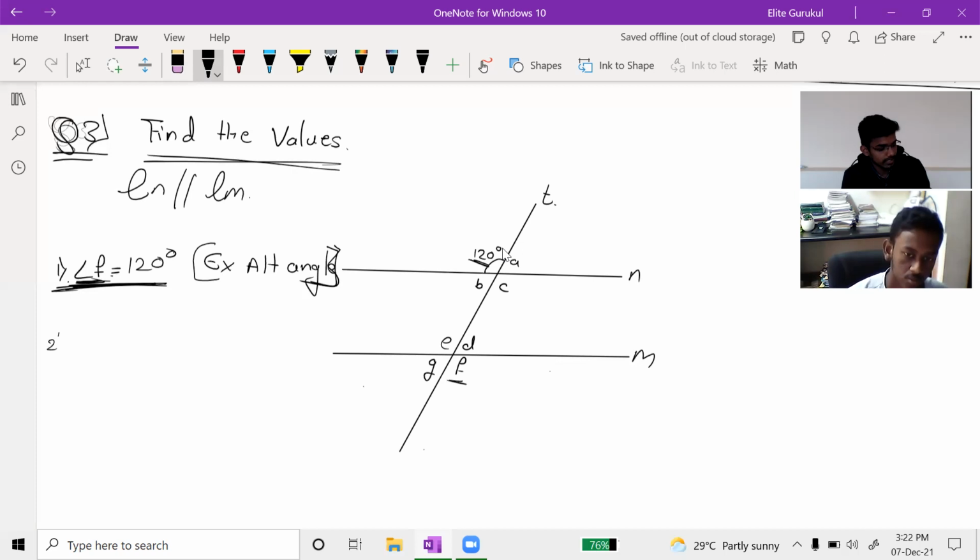Now tell me the second one. Angle A will be 180 minus 120, so 60 degree. How? Which property? Corresponding?